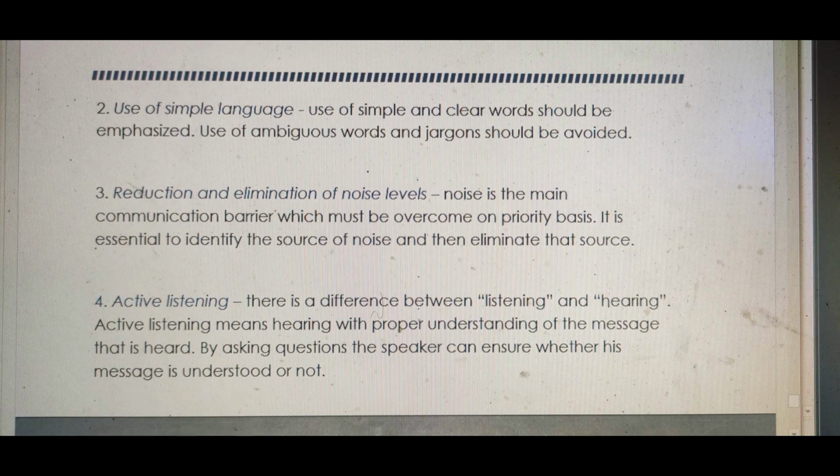Number 4. Active listening. There is a difference between listening and hearing. Active listening means hearing with proper understanding of the message that is heard. By asking questions, the speaker can ensure whether his message is understood or not.